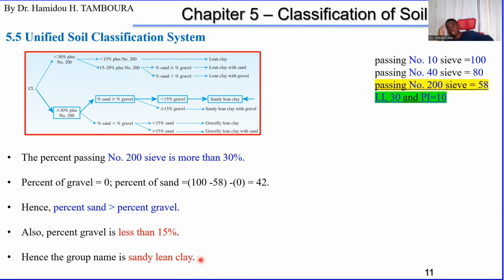In some cases, some professors may ask you to limit yourself to the group symbol. If you find the symbol CL, for example, it's enough for them. But don't forget that sometimes you will need a double symbol in this classification, and we explained all this last time. Okay, so I think for this example, that's all.